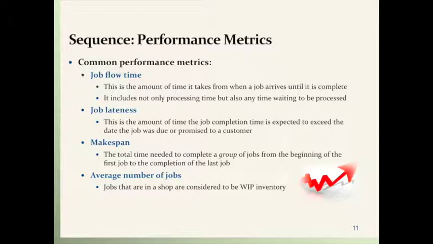This is the total time needed to complete a group of jobs from the beginning of the first job to the completion of the last job. So makespan is really, I have an order for a customer. We have multiple things that are going through the factory. We're going to ship them all at the same time on the same truck. So how is that going to work? That's a makespan. So you have a group of jobs. And then average number of jobs: jobs that are in the shop are considered to be work in progress, or WIP inventory. So that's another measure.